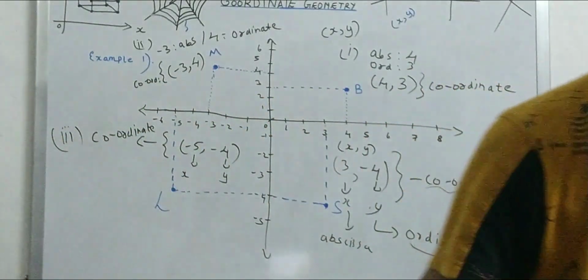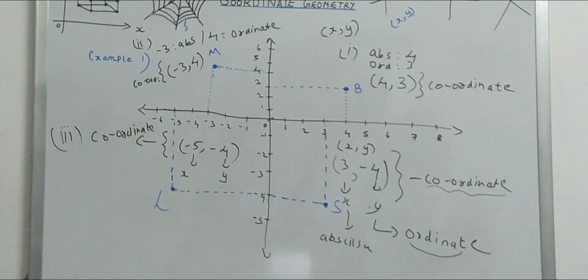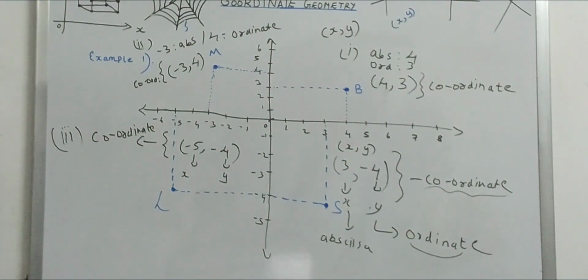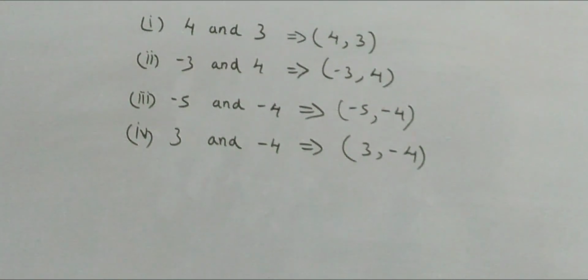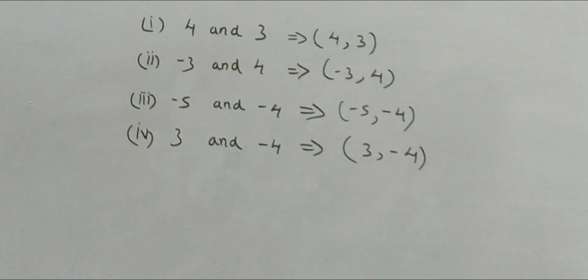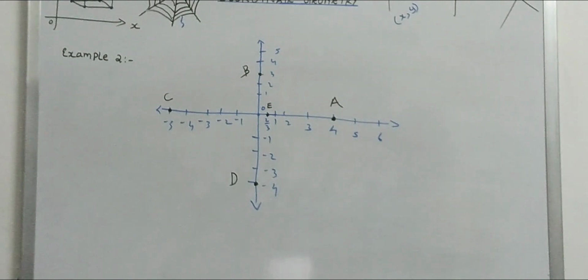Okay, in either way they can ask you. I hope it is clear. So you can write the x coordinate and the y coordinate of the point S are 3 and minus 4 respectively. Hence the coordinates of S are 3 comma minus 4. I hope it is clear. 3 comma minus 4. Okay, so you can just take a note of it. Now let us move on to our example number 2.